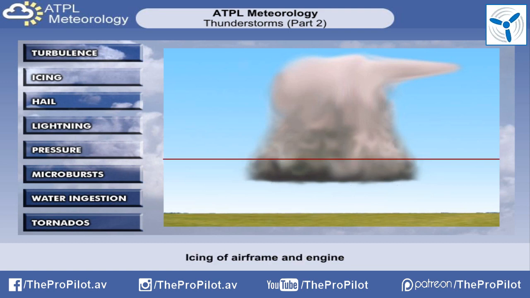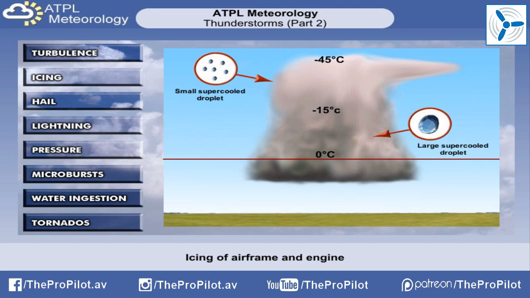Icing. Severe icing can occur in cumulonimbus clouds between 0 and -45 degrees Celsius, but can be particularly significant in the range -3 to -10 degrees Celsius. High concentrations of large, supercooled water droplets can lead to severe clear icing on the airframe very quickly indeed. Carburetor icing can occur at temperatures between -10 and +30 degrees Celsius.